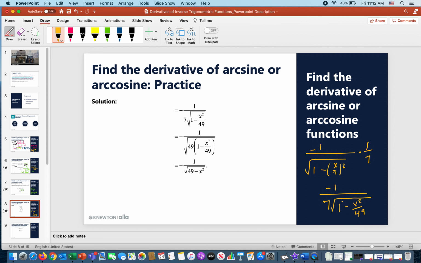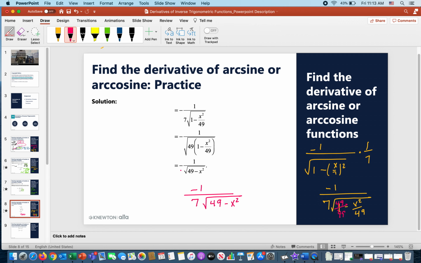Now there's some additional steps right here because this just doesn't look pretty. We're going to get a common denominator. So we're going to come over here, see if we can get the red pen right there, and we're going to have 1 replaced by 49 over 49, right? So that's how we were able to generate -1 over 7 times the square root of 49 minus x squared.